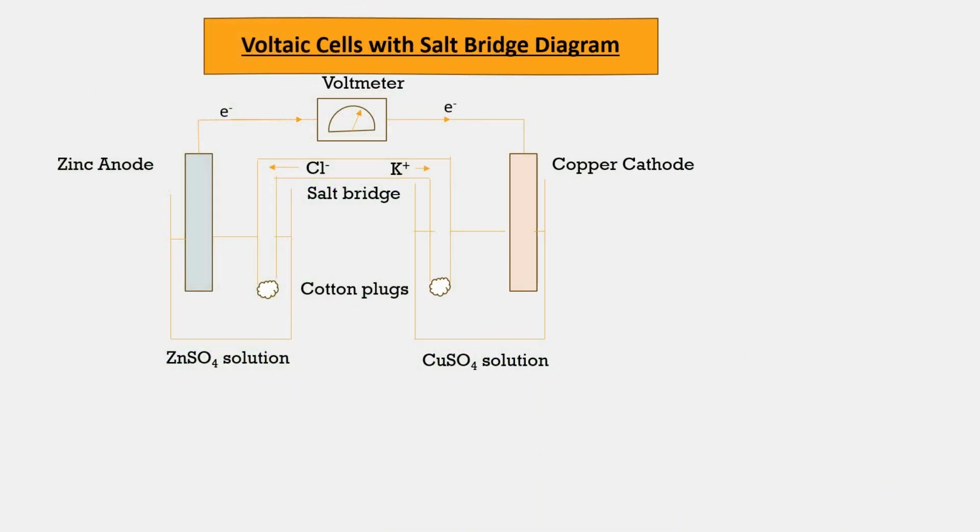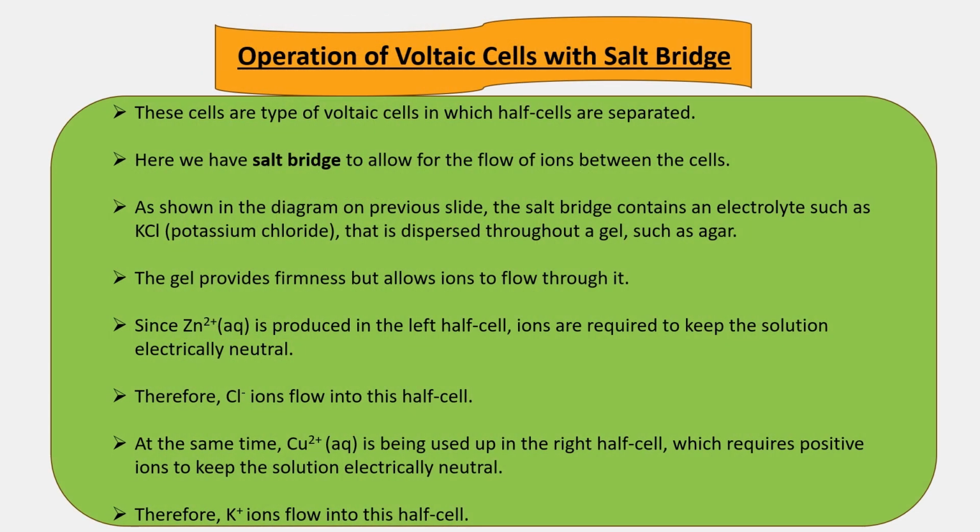On this slide, we can see a voltaic cell with a salt bridge diagram. Operation of voltaic cells with a salt bridge. These cells are a type of voltaic cell in which the half cells are separated. Here we have a salt bridge to allow for the flow of ions between the cells. As shown in the diagram on the previous slide, the salt bridge contains an electrolyte such as KCl, potassium chloride, that is dispersed throughout a gel such as agar. The gel provides firmness but allows ions to flow through it.